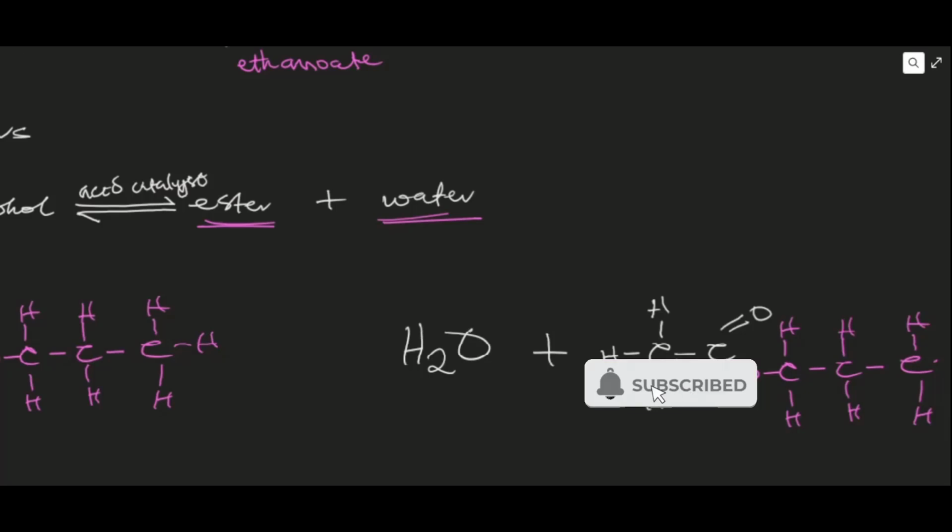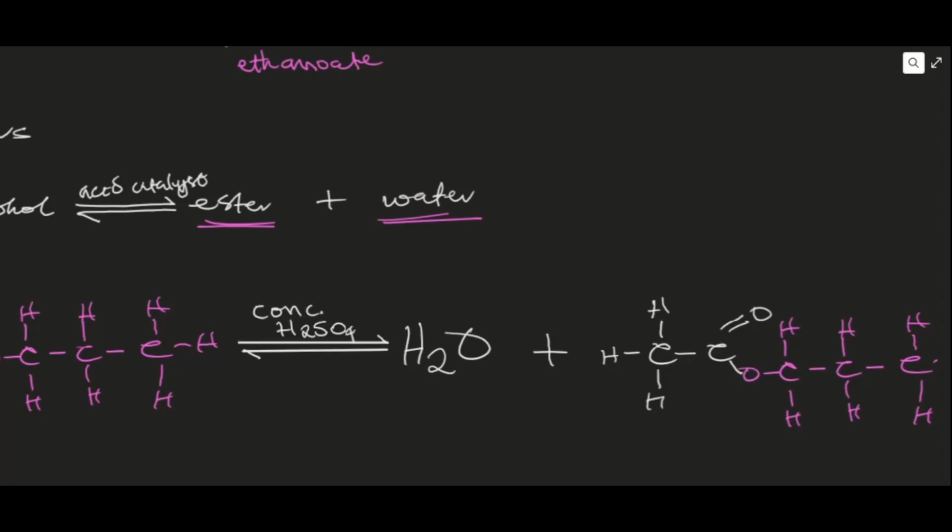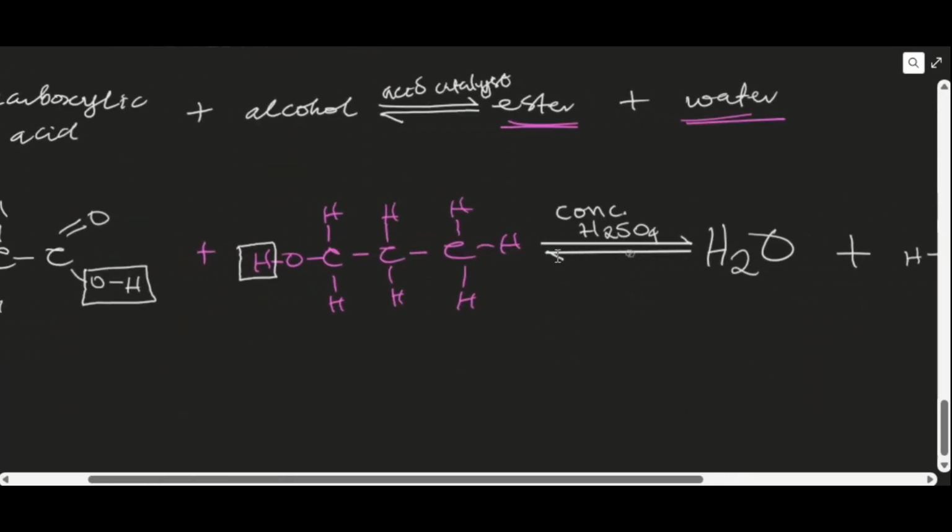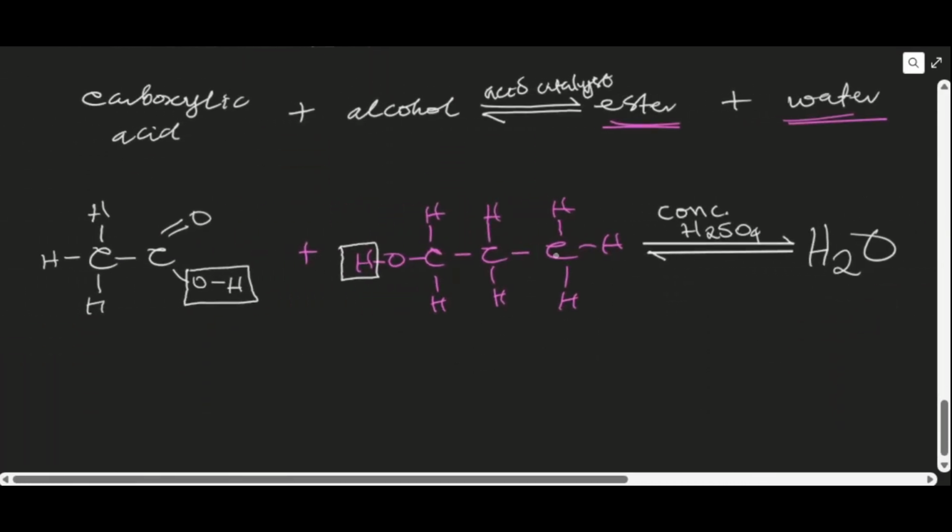Remember, this is a reversible reaction. So the catalyst is concentrated sulfuric acid. So that's why we call it acid catalyst. Now, what is the name of this ester? So let's name our acid first. We use ethanoic acid. We react it with propanol.